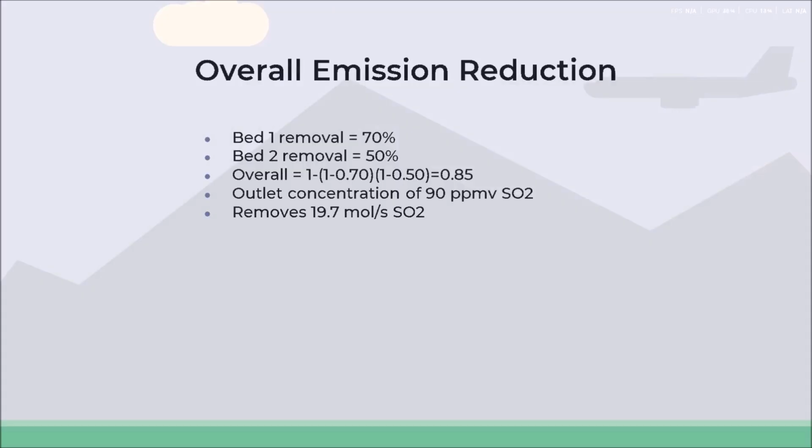And for overall emission reduction, the goal is to have bed 1 remove 70% of the sulfur dioxide. So this would mean that 30% of the initial sulfur dioxide would then be moved to bed 2, in which we want to remove 50% of that, which, as you can see in our equation here, would result in 85% removal and an outlet concentration of 90 parts per million by volume of sulfur dioxide. And the total removal would be about 19.7 moles per second of sulfur dioxide.